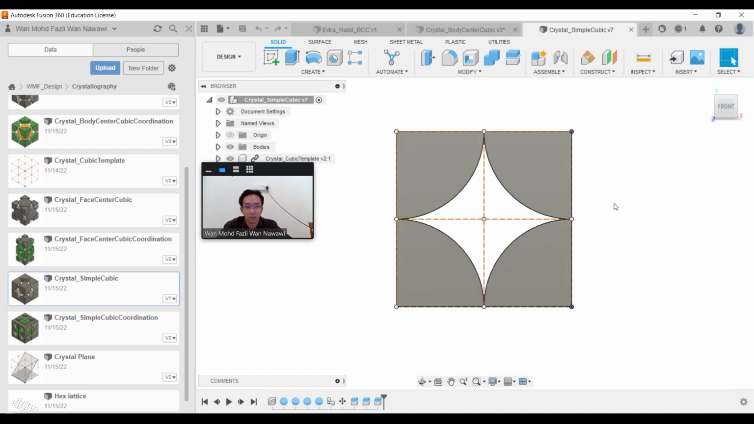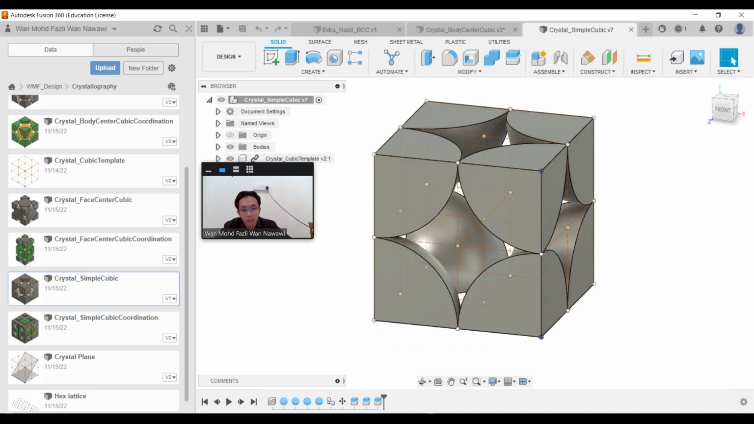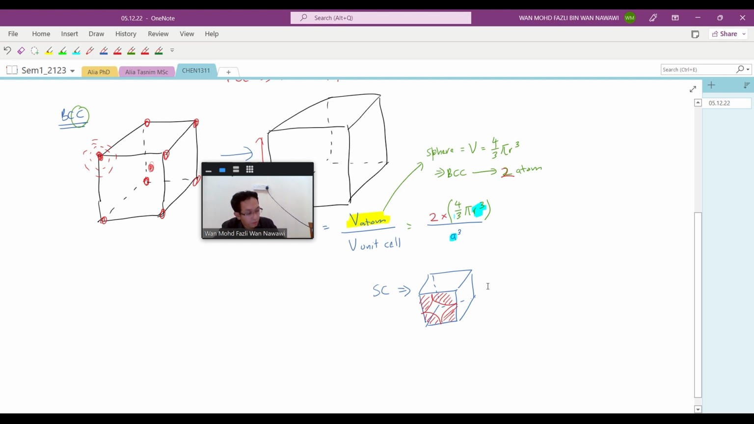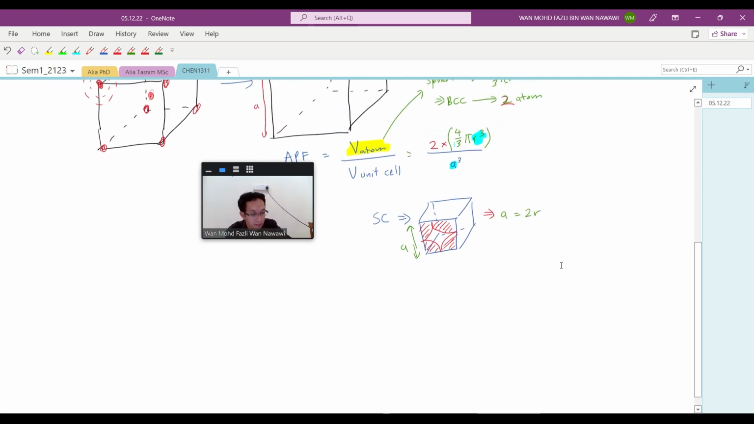How to remove this thing? Okay, like this. So for this we can correlate the A with the R. So you can say that the length here, this is A, so A is equivalent to 2R, because of the radius of the atom inside the simple cubic. But for the BCC it is a little bit different.